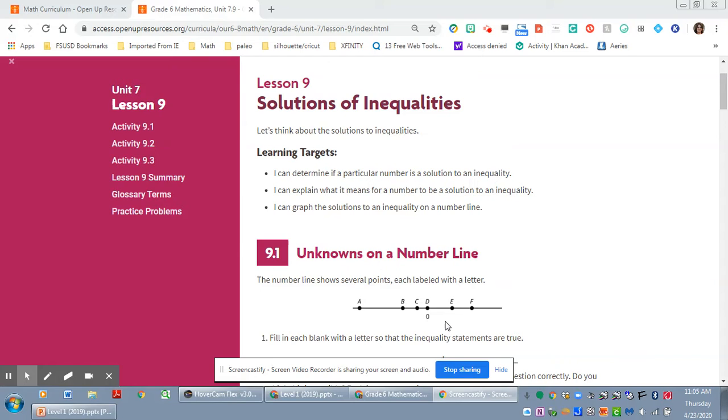We're going to be talking about solutions of inequalities, thinking about the solutions to these inequalities, determining if a particular number is a solution to an inequality, explaining what it means for a number to be a solution to an inequality, and being able to graph the solution to an inequality on a number line.